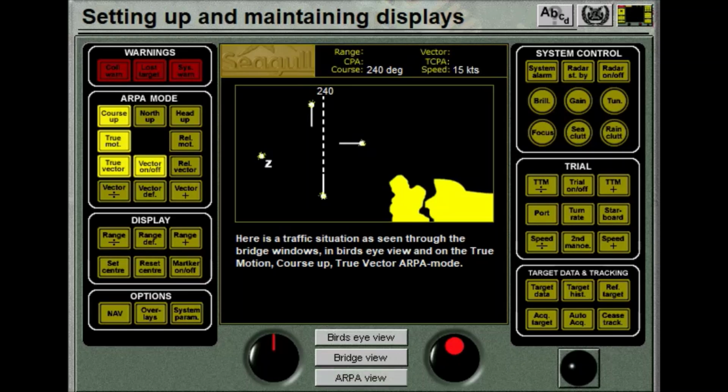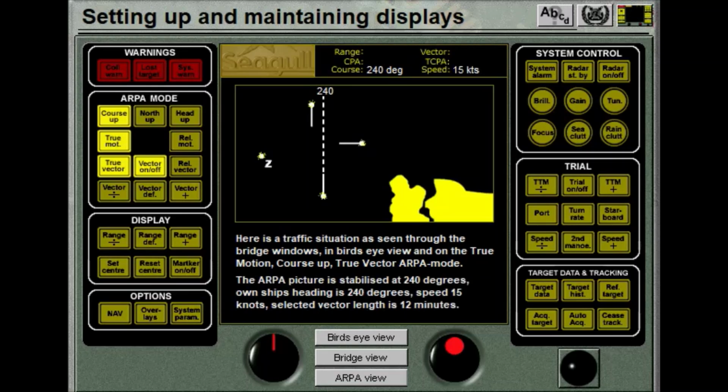Here is a traffic situation as seen through the bridge windows in bird's eye view and on the true motion, course up, true vector, ARPA mode. The ARPA picture is stabilised at 240 degrees. Own ship's heading is 240 degrees. Speed 15 knots. Selected vector length is 12 minutes.